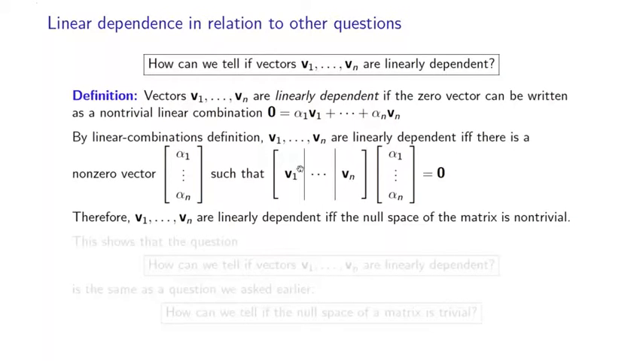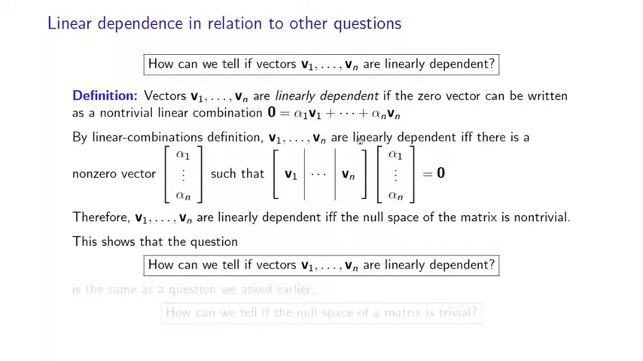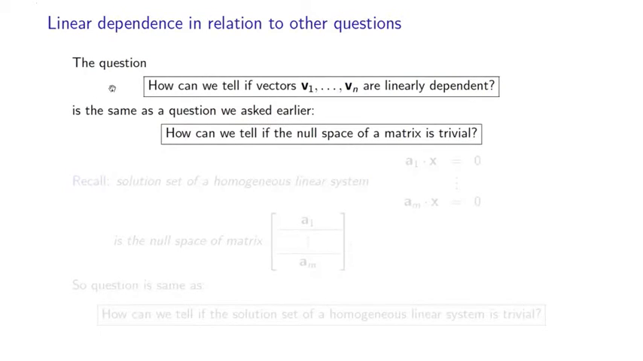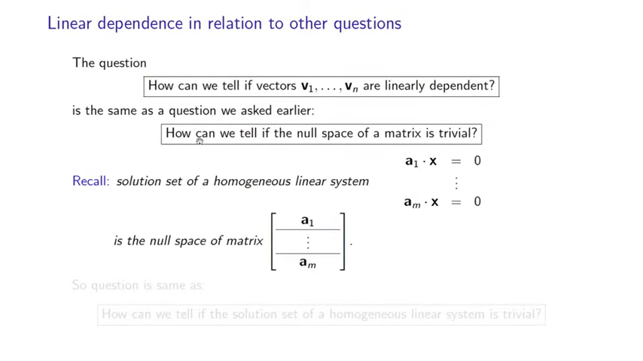Therefore, the vectors v1 through vn are linearly dependent if and only if the null space of this matrix is non-trivial. This shows that the question, how can we tell if v1 through vn are linearly dependent, is the same as the question, how can we tell if the null space of a matrix is trivial? So we see that once we know how to answer one of these questions, we know how to answer the other one. Here's another example.